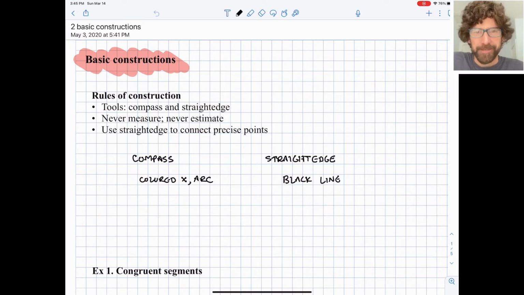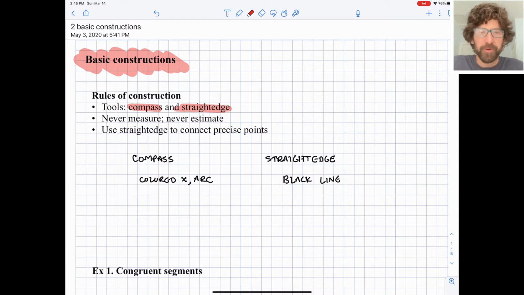All right, this is a video for our geometry class on constructions, particularly basic, intro-level constructions. When we talk about construction in geometry, we're not talking about building a structure out of wood or something like that. We're talking about creating a shape composed of points and lines, using a particular set of tools. In geometry, those tools are a compass and a straight edge.